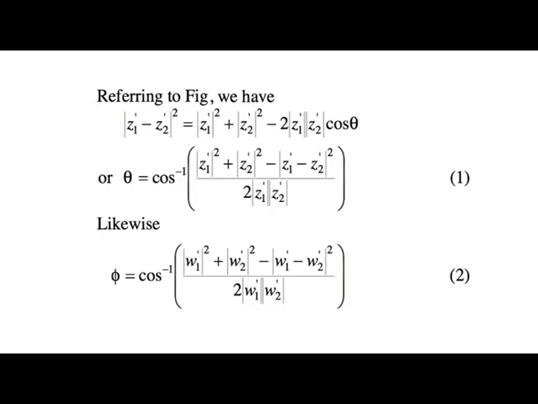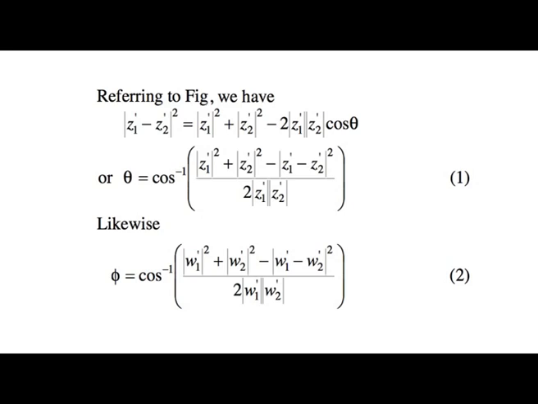Please refer to the figure. Then modulus of z1 dash minus z2 dash the whole square is equal to mod z1 dash square plus mod z2 dash square minus 2 times mod z1 dash into mod z2 dash cos theta, or the angle theta is cos inverse of mod z1 dash square plus mod z2 dash square minus modulus of z1 dash minus z2 dash the square, the whole divided by 2 times mod z1 dash into mod z2 dash.